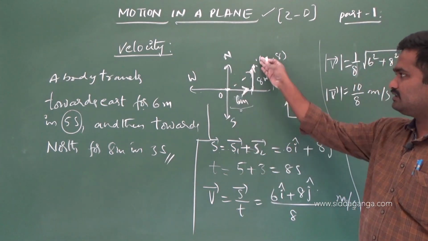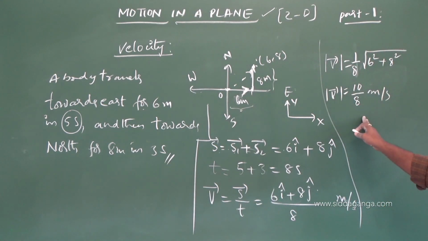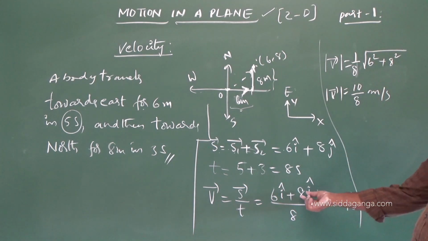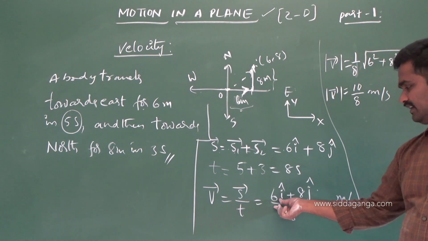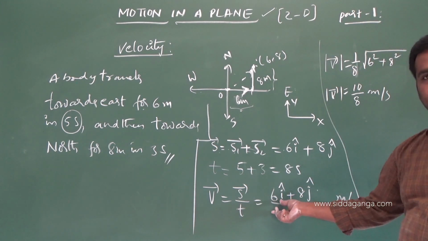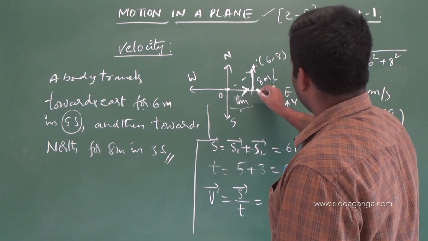For the total distance, velocity of the particle will be equal to what? 10 by 8. If you want to find the direction, it is the same: theta equals tan inverse of y coordinate divided by x coordinate. If you solve for it, you will get the value 8 by 6. Tan theta will be equal to tan inverse of 8 divided by 6.